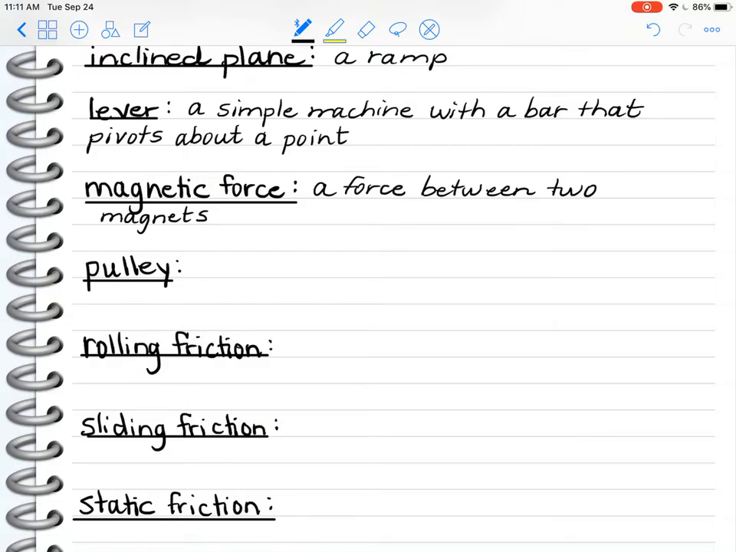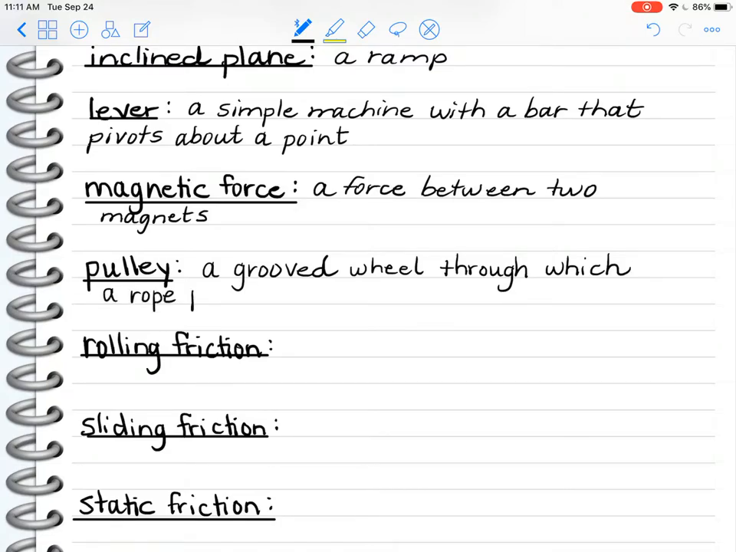A pulley is a grooved wheel, and grooved means that it's not smooth. It has dips in it, kind of like corrugated cardboard. A grooved wheel through which a rope passes. And we saw a picture of that too. The package they were lifting with that rope passes through the pulley.